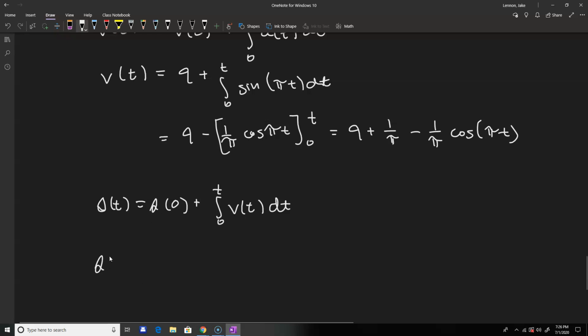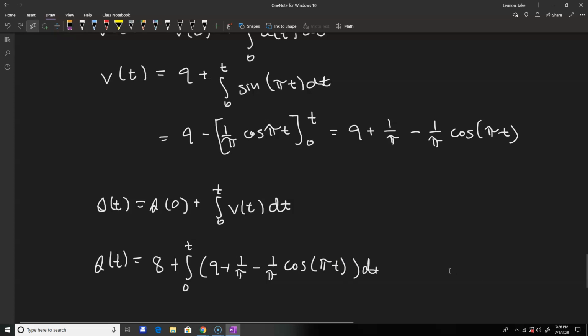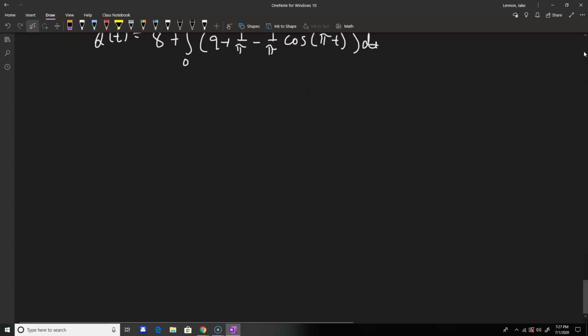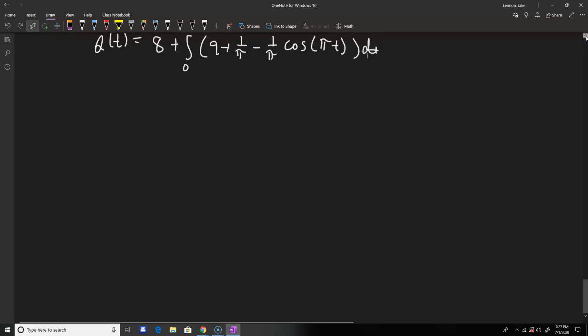Okay, so then let's go ahead and continue. So s of t here, s of 0 is 8, and then we are integrating from 0 to t, and we're using what we found in the previous part. So we're going to be integrating 9 plus 1 over pi minus 1 over pi cosine of pi t dt. Okay. So let's see what we end up with here.